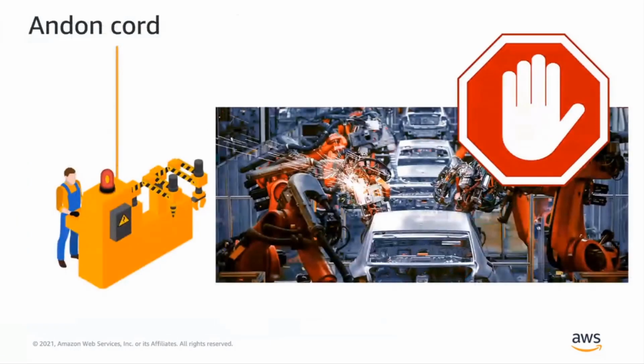So, Andon code. Why Andon code, and what does it do? Andon code is a manufacturing process that was pioneered by Toyota in the 80s on their car plants, and it gave the ability for any one of the workers on their production line, if they saw something wrong, to stop the line.